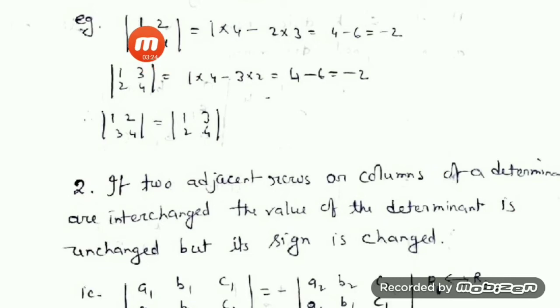I am taking a simple example. The first row is 1, 2 and the second row is 3, 4. Let us find the value of the determinant directly. It is a determinant of order 2, so we get it by multiplying 1 into 4 minus 2 into 3. The value is 4 minus 6, equal to minus 2. Then interchanging the rows and columns, you write the first row as the first column and the second row as the second column. This is the new determinant. Let us evaluate it: 1 fours are 4 and 3 twos are 6, 4 minus 6 is minus 2. In both cases, the values are the same. This is the verification of the first property.